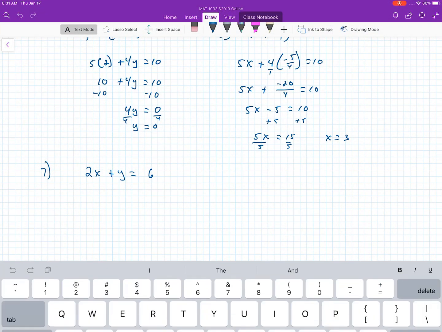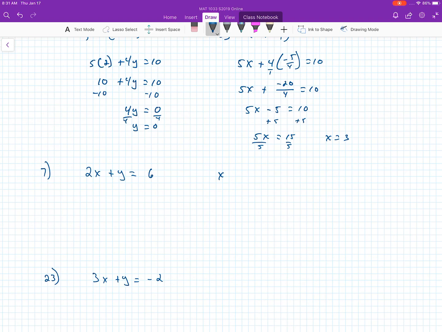And so when you do the points, you're going to have to construct a table, X and Y table. And so what I suggest doing is picking negative 1, 0, and 1 for this one. You can pick any values if you want.